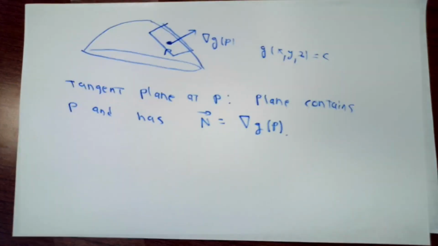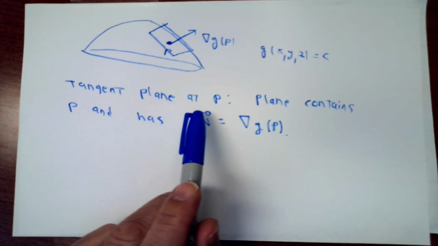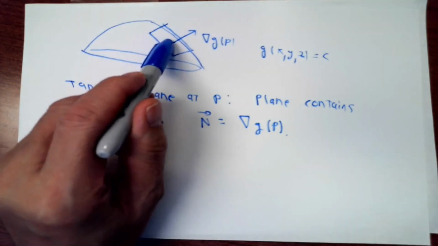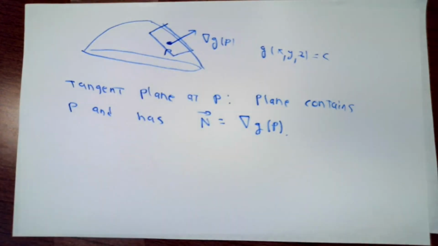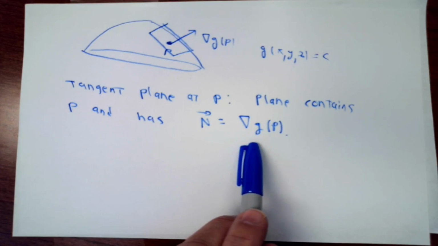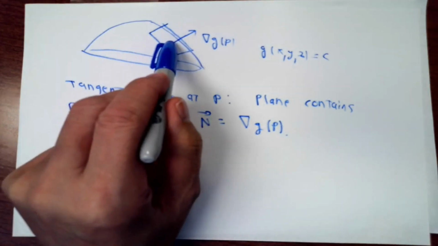So to summarize, presuming that the path that I draw is smooth, assuming that the gradient of g isn't 0, then I'm going to define the tangent plane at point P to be this plane. The plane is going to contain point P of the surface, and the right angle direction is going to be the gradient of g evaluated at this point P.